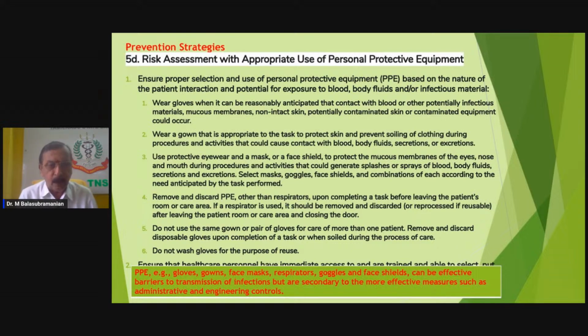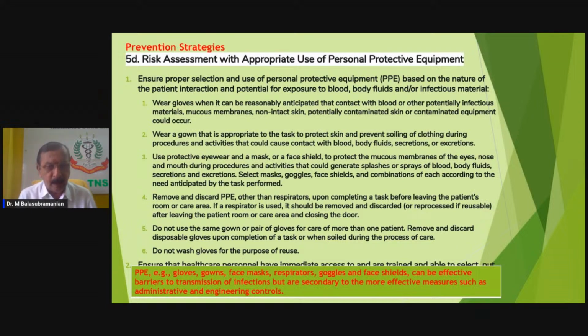Wear a gown that is appropriate to the task to protect the skin and prevent soiling of clothing during procedures and activities that could cause contact with blood, body fluids, secretions, or excretions. Use protective eyewear and mask or face shield to protect the mucous membrane of the eyes, nose, and the mouth during procedures and activities that could generate splash or sprays of blood, body fluids, secretions, and excretions. Select mask, goggles, face shield, or combinations of each according to the need anticipated by the task performed.